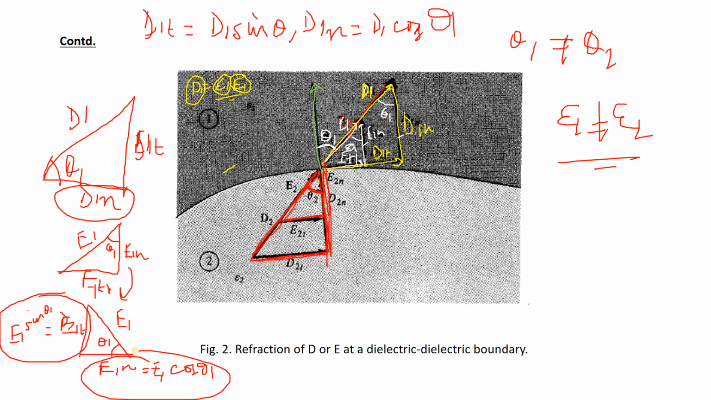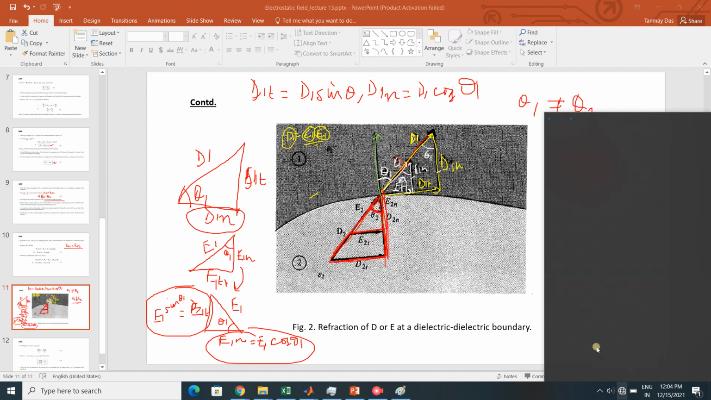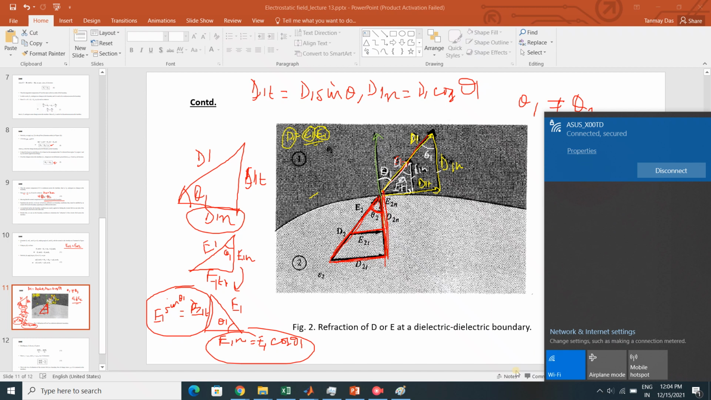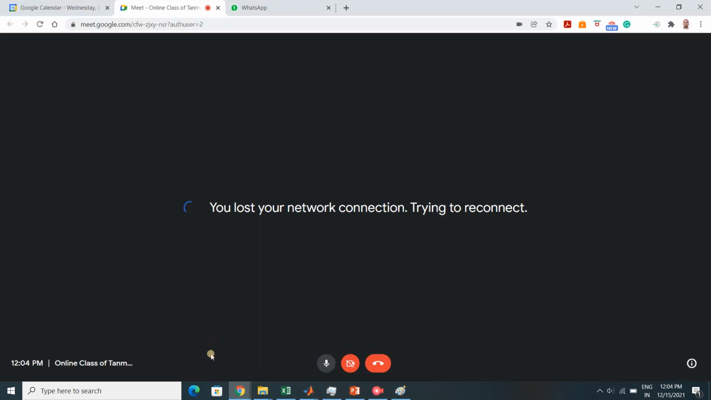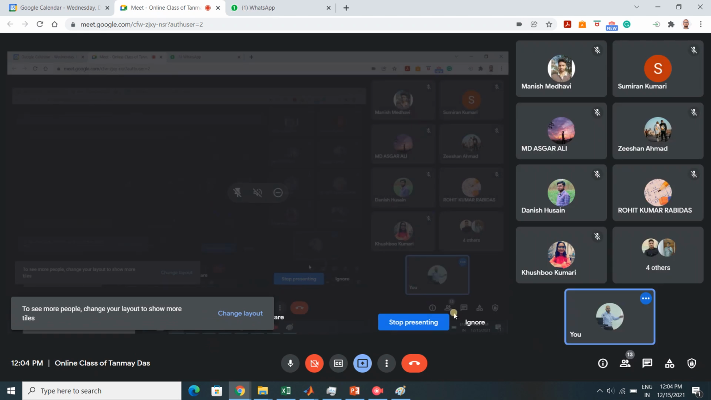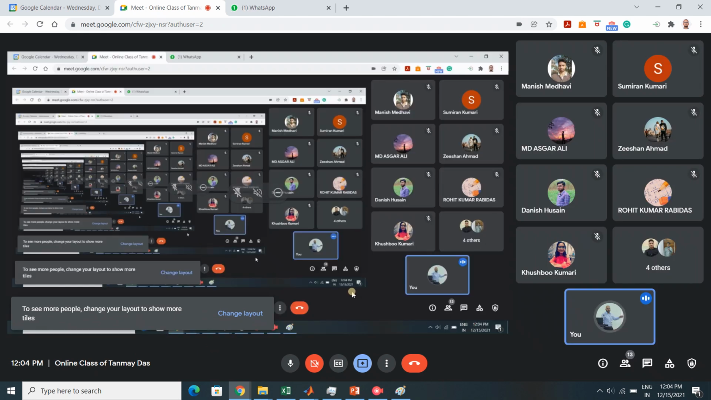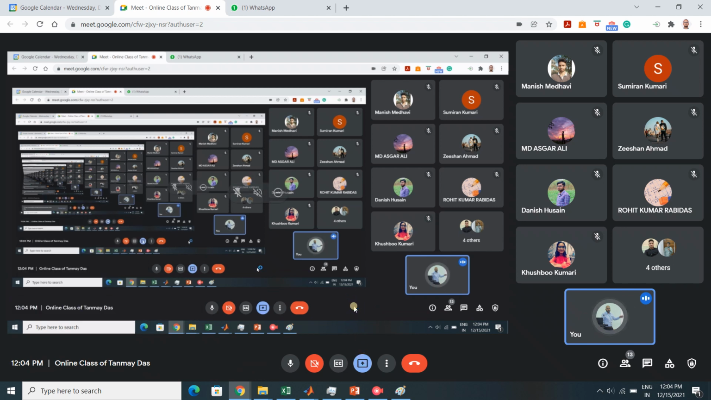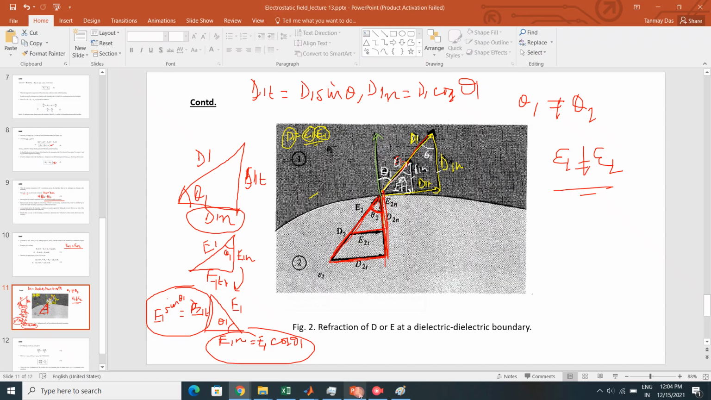There is a network issue, because the internet connection has gone. There was a power cut, so I have just connected now with the hotspot.